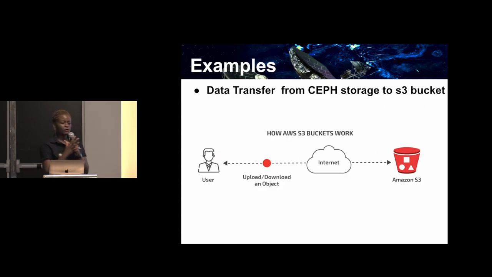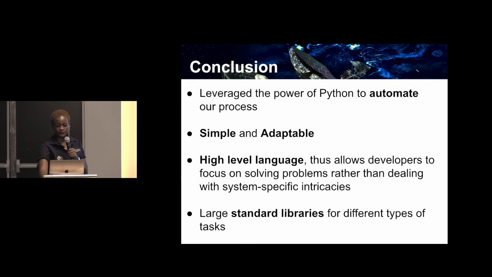The other example of how we have used Python to automate a process was how we upload our data into the Amazon S3 bucket. So for the public to actually download the data that we are trying to release, we put the data on an Amazon bucket, and then they access it from there. And this whole data transfer from our self storage to the S3 bucket was created using a Python script.